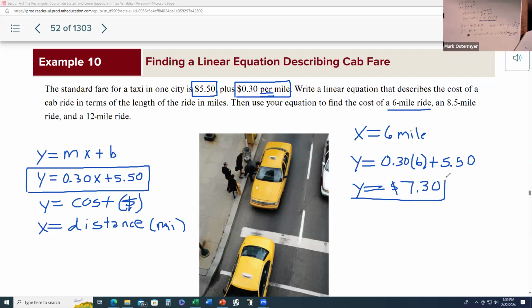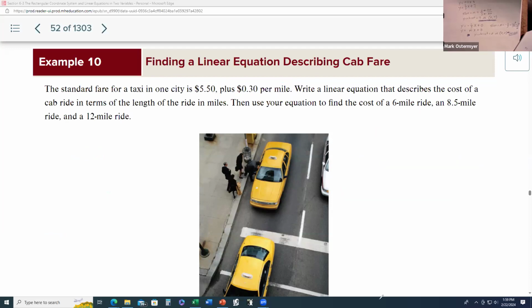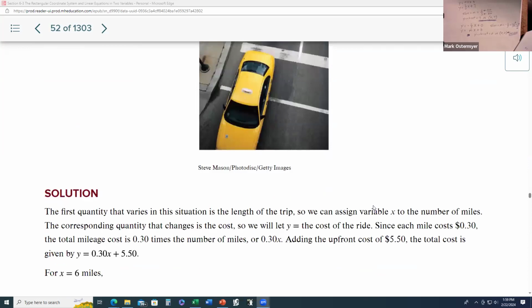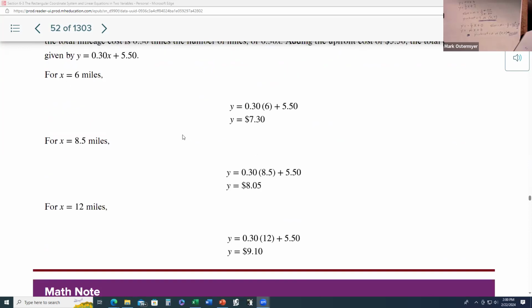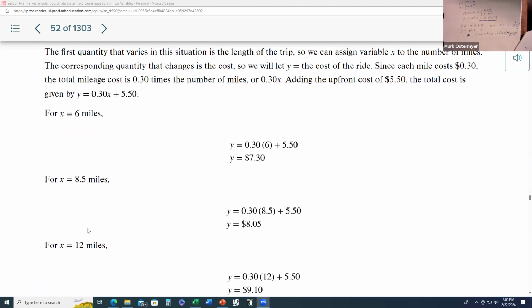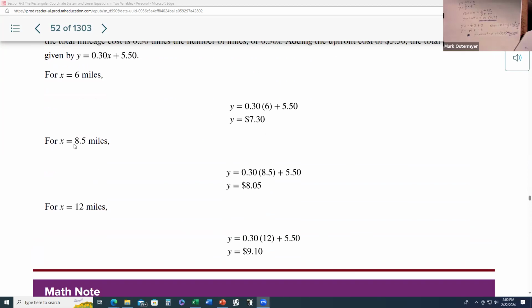Everybody understand this problem here? How I transform these words into a linear equation and then use that linear equation to answer some questions? Classic application problem of a linear equation here. Any other questions about this? This is example 10 in your book. It's there for your viewing, in case you didn't get any of this. It's all there. Oh, what am I saying? This is being recorded anyways. But there you go. See, it's all here. They even do the other ones, for a 12-mile cab ride, it's going to cost you $9.10. 8.5-mile cab ride, it's going to run you $8.05.